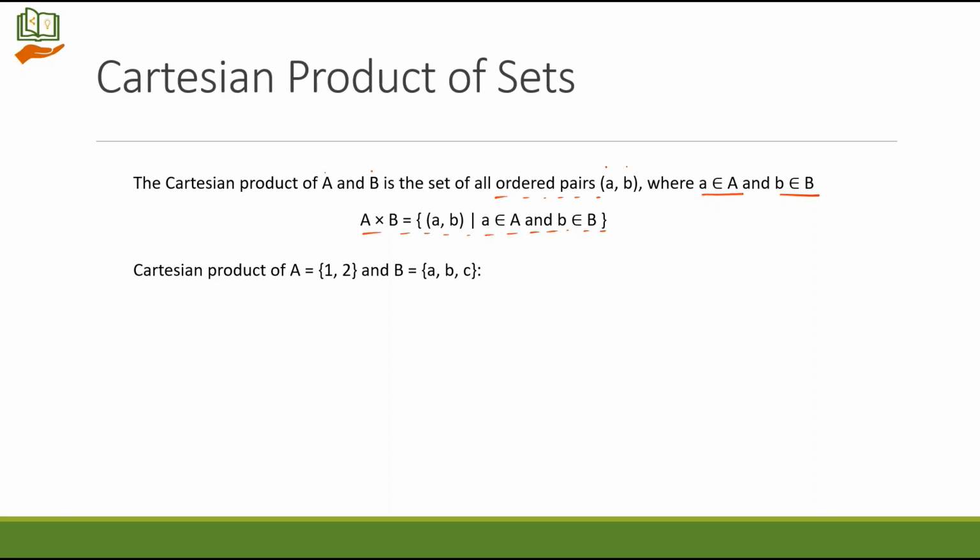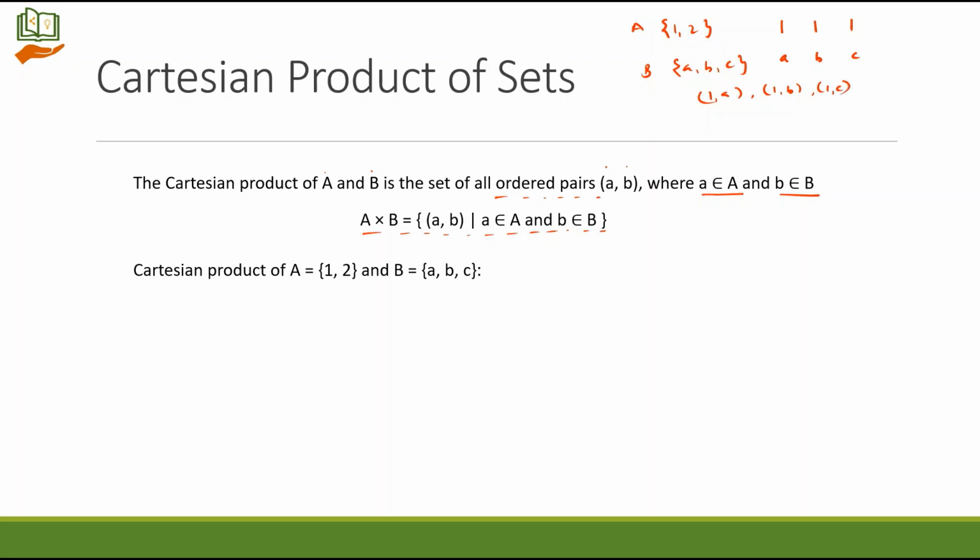Let's take an example. How do you find the Cartesian product of A equal to {1, 2} and B equal to {a, b, c}? Now, 1, 2 is present here, and we have a, b, c. Ordered pair means you have to pick the first element from A. Let's take 1. What are the elements in B? We have a, b, c. For every element in B, you should have the first element of A. So this becomes (1, a), (1, b), (1, c).